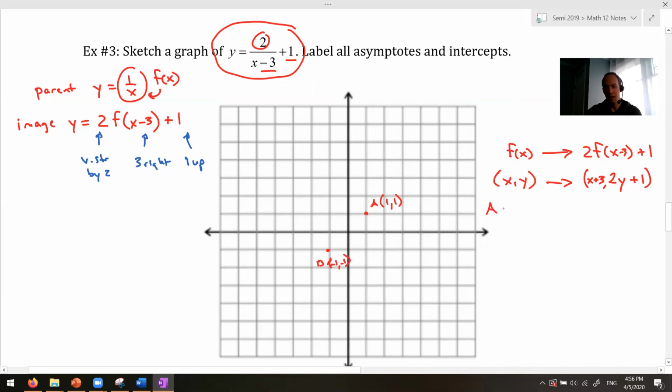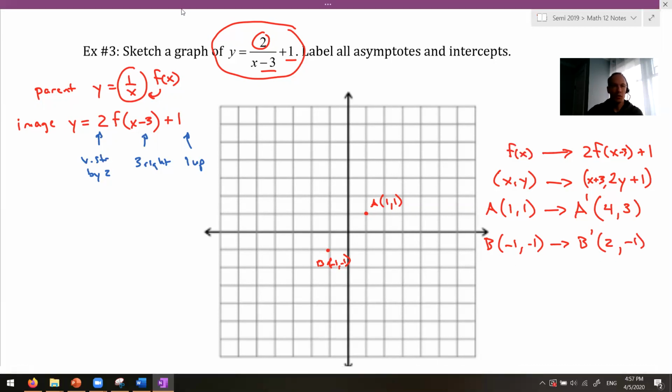So A, 1, 1 is going to go to A prime. And we're going to say, let's see, 4, so 1 plus 3, 2 times 1 plus 1. Let's see, that's 2 plus 1, that's 3. And then B is going to go like this, B prime. So -1 plus 3 will be at 2. 2y plus 1, so it'll be -2 plus 1, so it'll be -1. Okay, so that's where my points are going to move to.